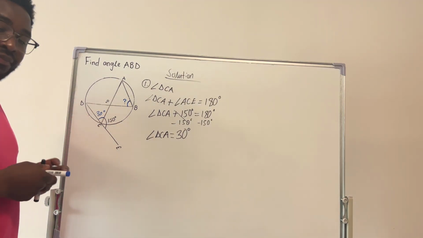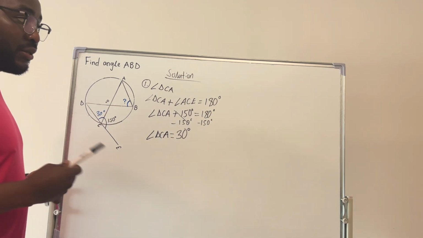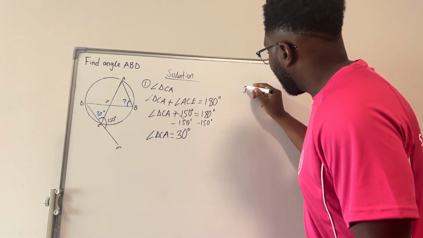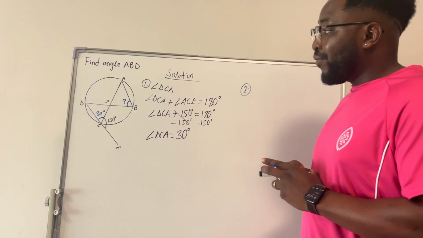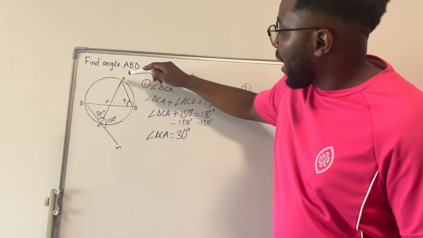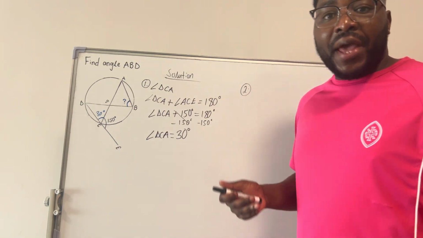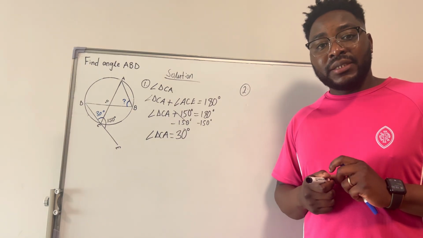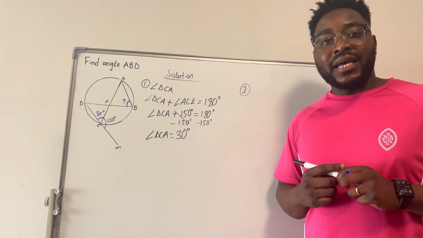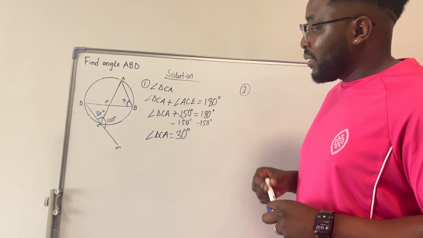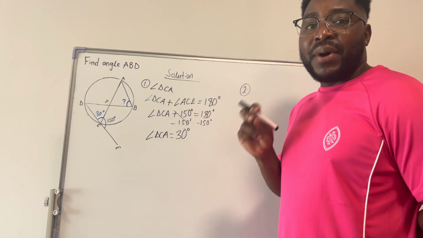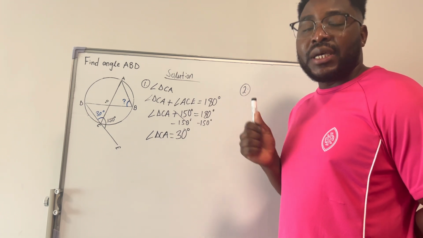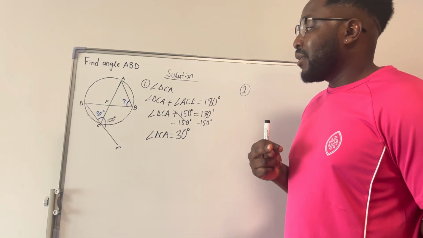Okay, so now what are we going to do next? Let's talk about our second step. Our second step would now be finding angle ABD. And how are we going to do that? We'll do that by using a circle theorem that states that angles subtended by the same arc are equal.